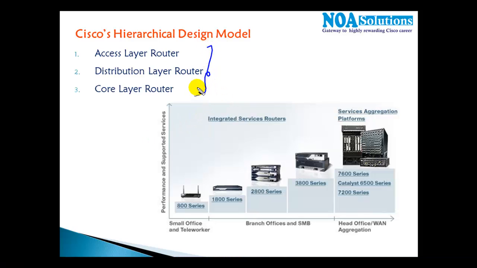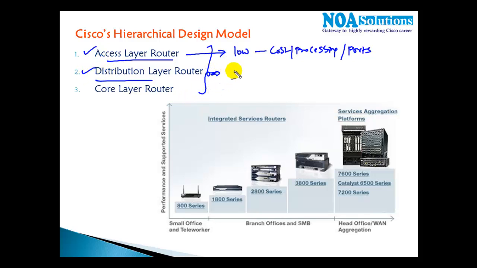Cisco develops routers in a 3-tier hierarchy. First we have access level routers, which are typically your low-end series routers, low in terms of cost, low in processing capabilities, and with fewer ports. Then the distribution level routers are the next level of routers, a little more expensive than the access level, with high-end processing capabilities and more ports when compared with the access level routers.